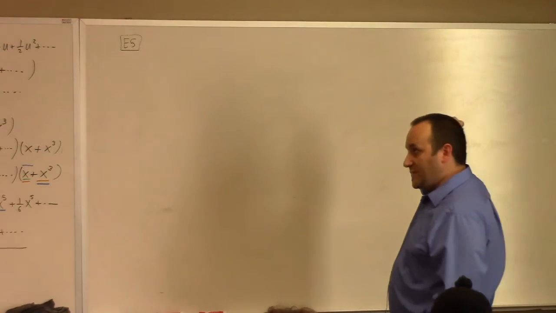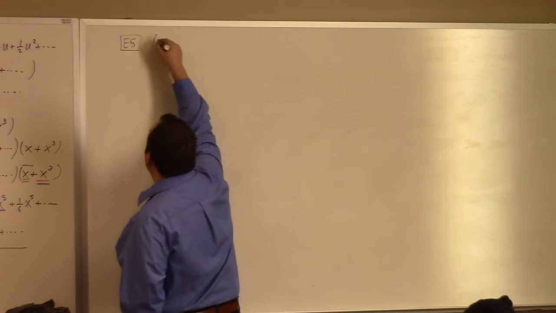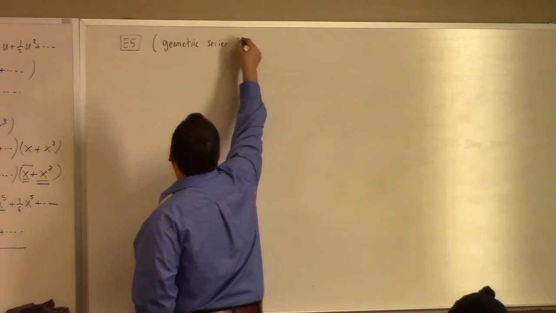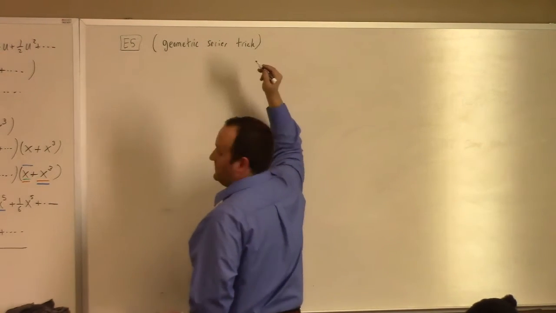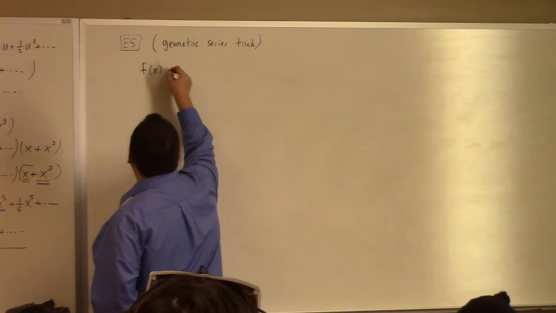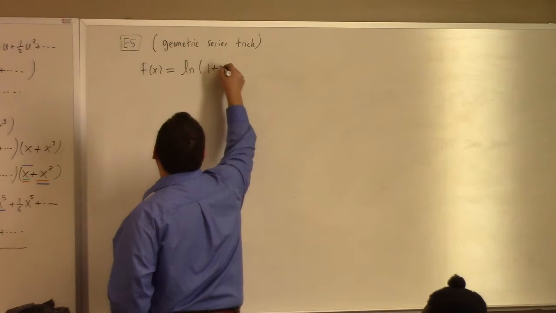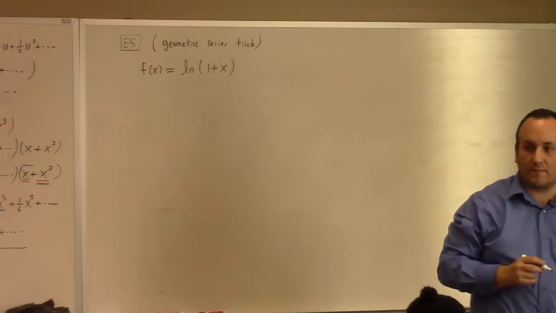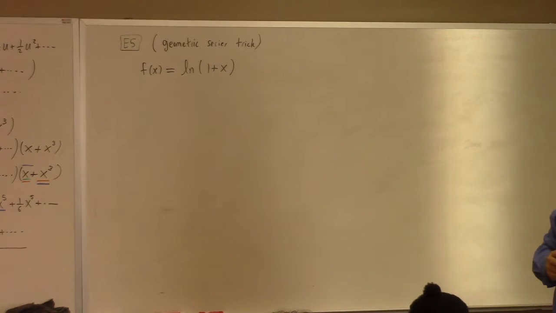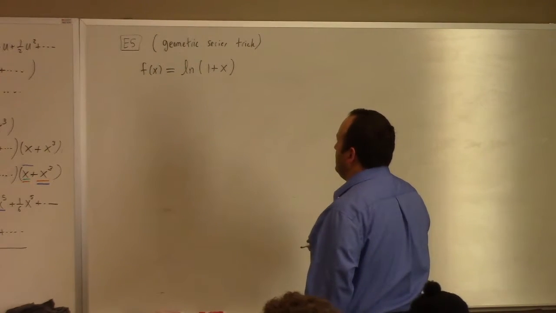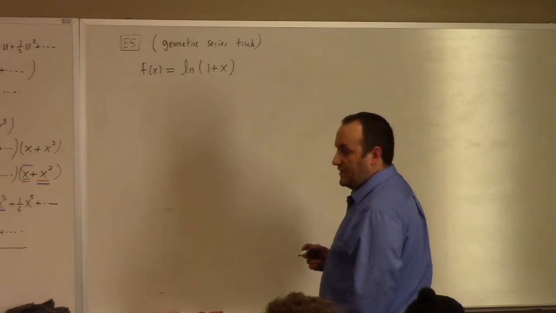All right. So I'm going to turn the page here, and this is an example of a geometric series trick. Although I've been told it shouldn't be called a trick, it's a technique, but whatever. So how about this? f of x equals the natural log of 1 plus x. I want to find the Maclaurin series for this. I suppose we could just use Taylor series, but I'm going to do it a different way.